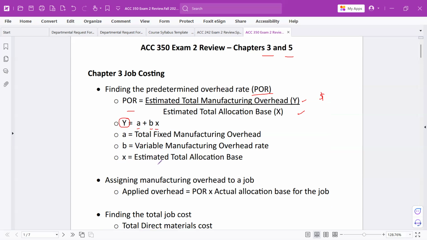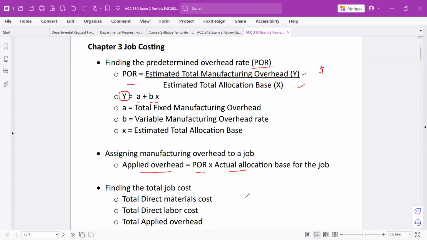And then we use that rate to apply our overhead. So we can trace the materials, we can trace the labor, but we can't trace the overhead. So we have to assign overhead using this rate, this predetermined overhead rate. And the application of overhead looks the same in every exercise that we did. It's the rate times the actual allocation base.